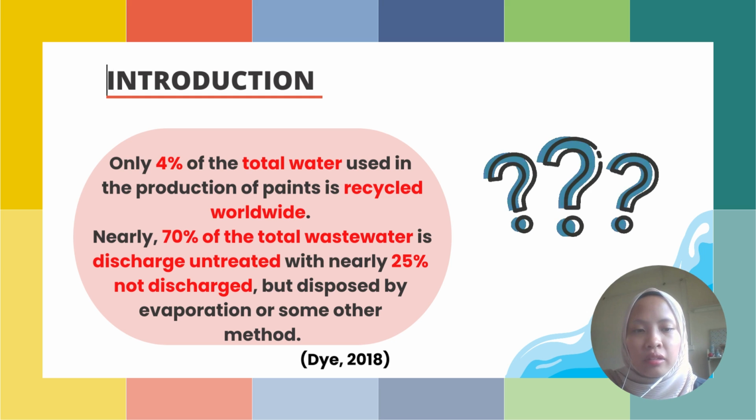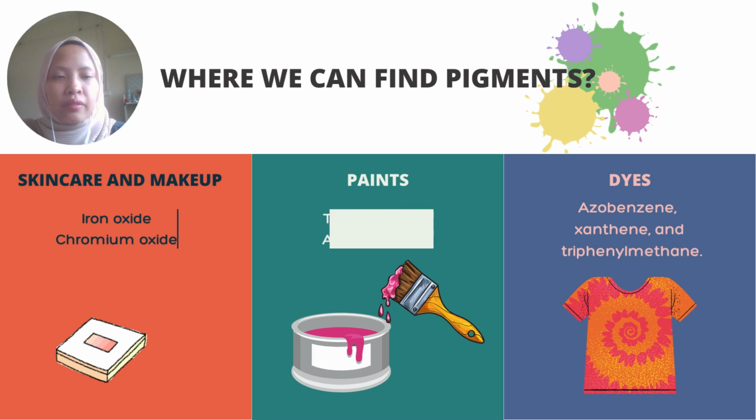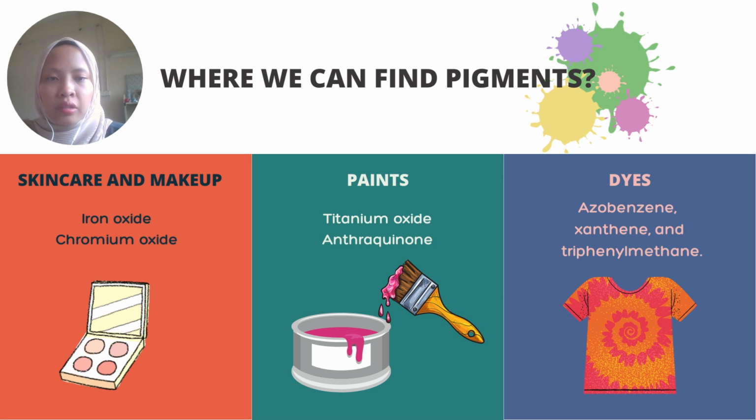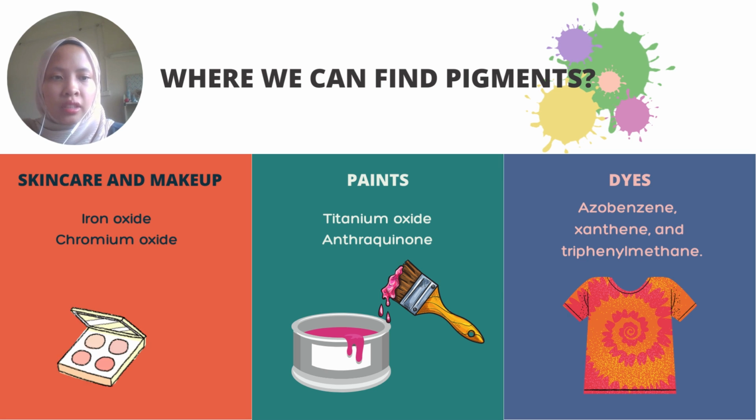or some other method. So where can we find these pigments? Firstly, in skincare or makeup, which consist of iron oxide and chromium oxide. Secondly is paints, which contain titanium oxide and anthraquinone. And lastly, from the dyes of our t-shirts, for example, azobenzene, xanthine, and triphenylmethane.